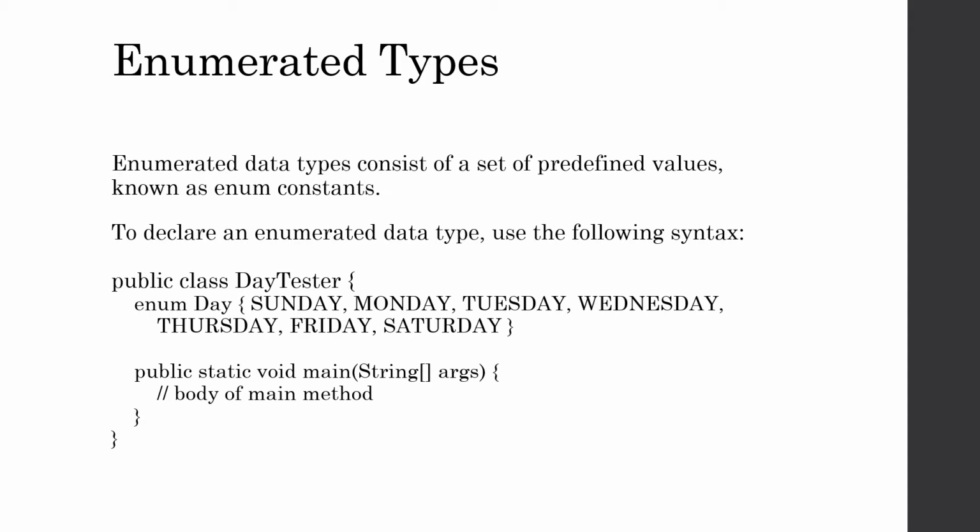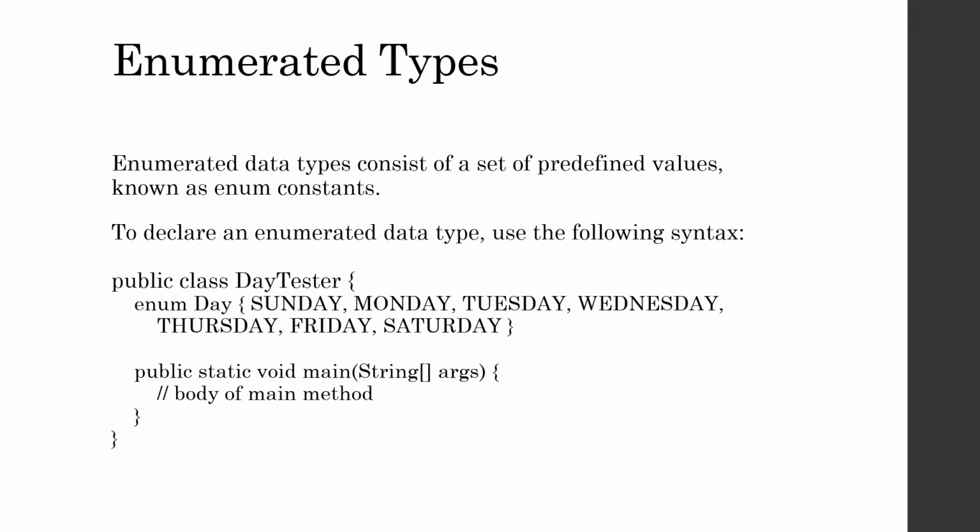Okay, so the next thing we're going to take a look at is going to be enumerated data types, or just enums for short. An enumerated data type is going to consist of a set of predefined values. These will be known as the enum constants. In order to declare an enumerated data type, you're going to use the following syntax.